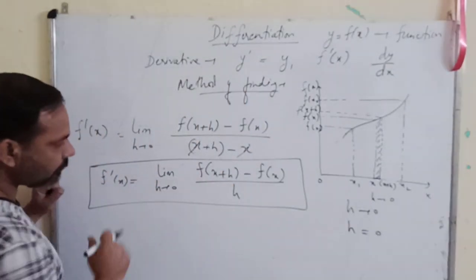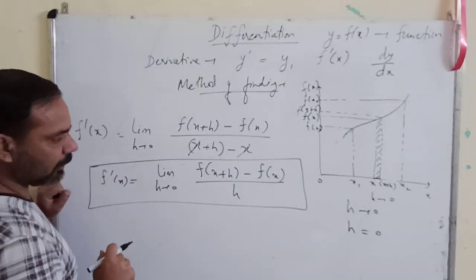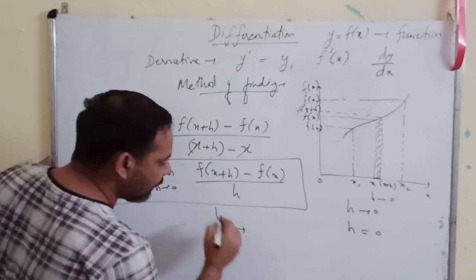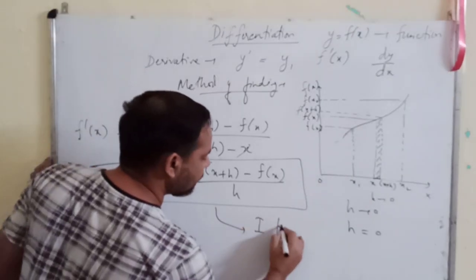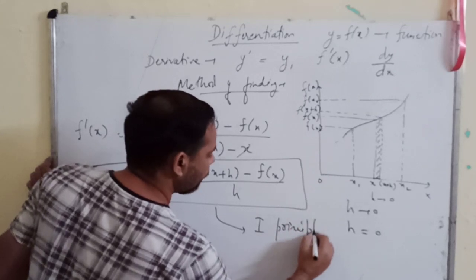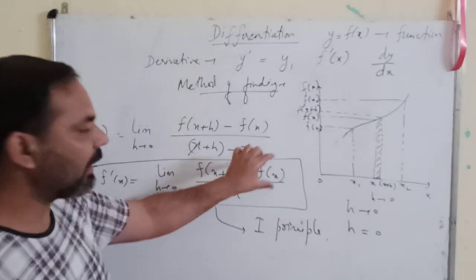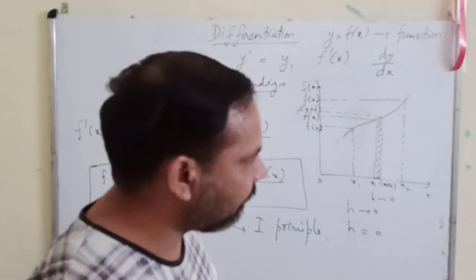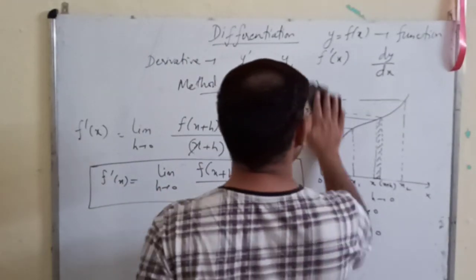Okay, so this is your definition. Now this formula is called the first principle. This formula is called the first principle of finding the derivative.